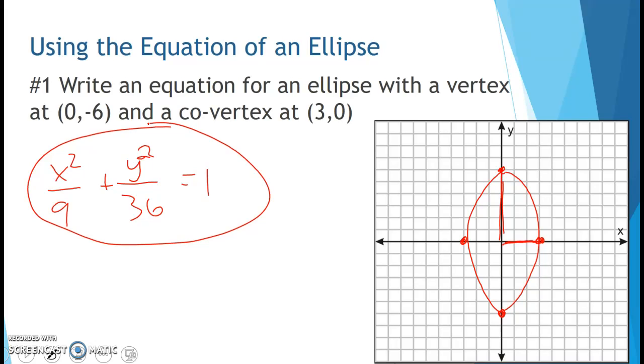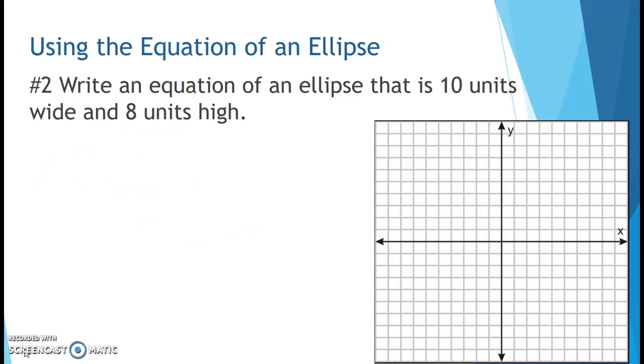Okay, so let me just pause this. Let's go ahead and go on to another example. Let's say we have an ellipse that is 10 units wide. So if this is the center, then I would go 5 units to the right: 1, 2, 3, 4, 5. There would be one co-vertex or vertex, and 1, 2, 3, 4, 5 to the left is my other one. So that's 10 units wide, and it's 8 units high.